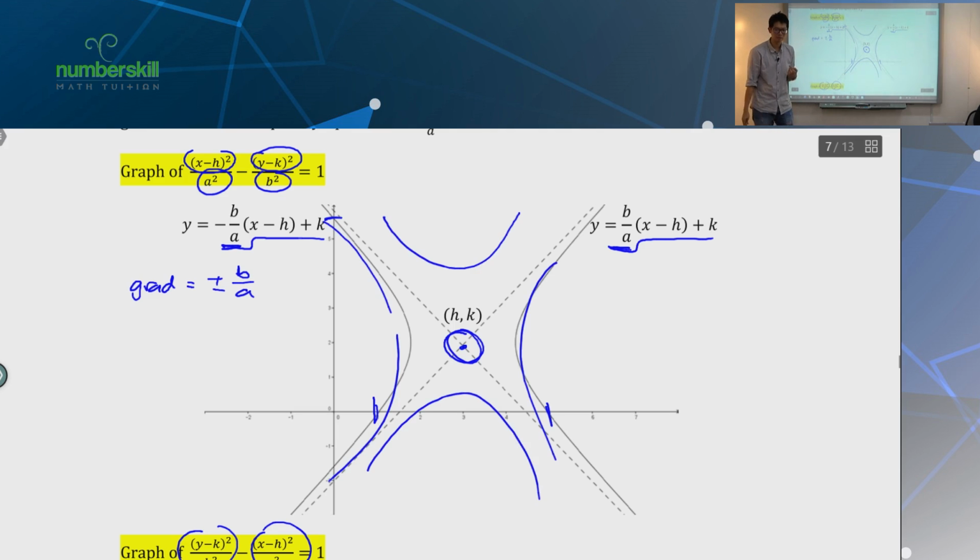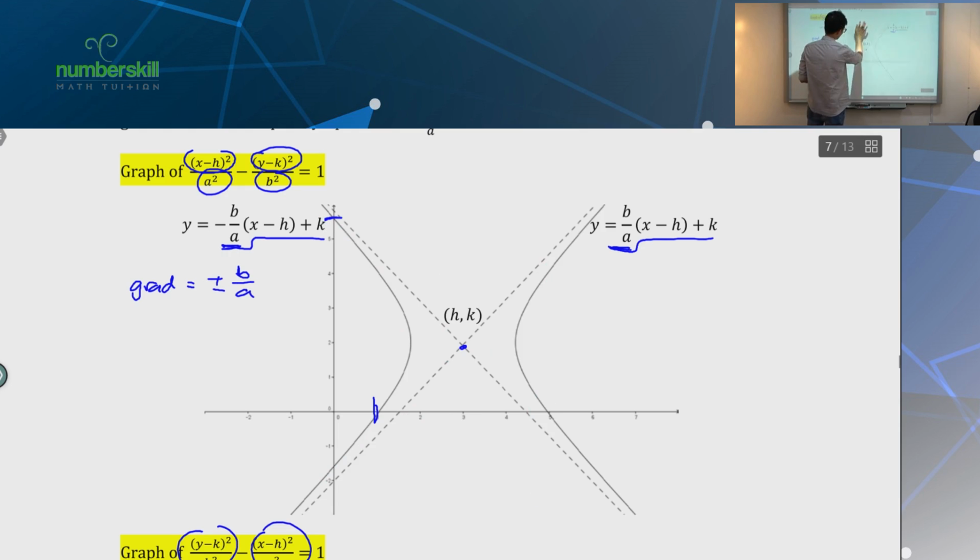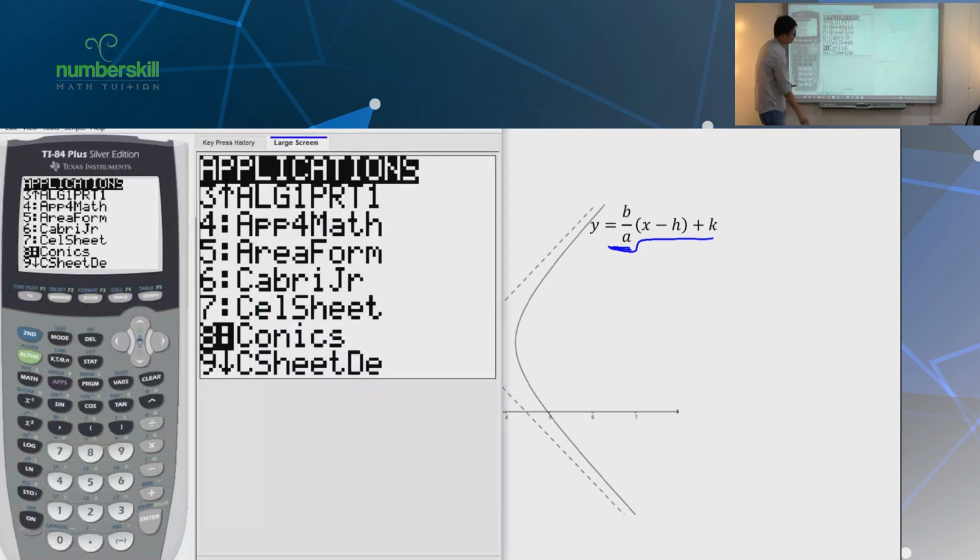That is my problem, or rather that was my problem. Okay? So how do you overcome this problem? Well, it turns out there are a couple of ways. The fastest way is to go to your GC. Go to your GC and you go to the conics function in your apps. Sorry, it looks like that because that's the only version I have that looks like that.